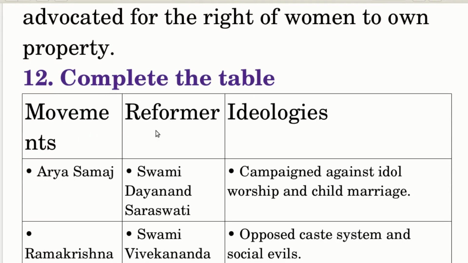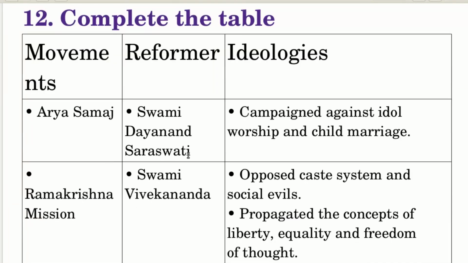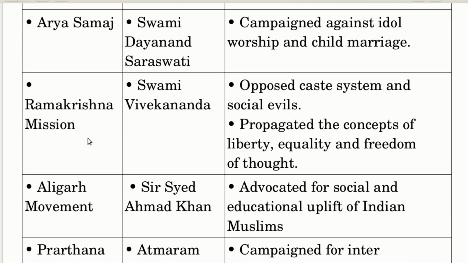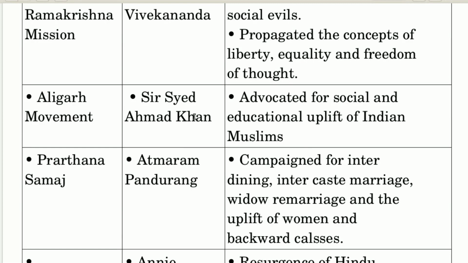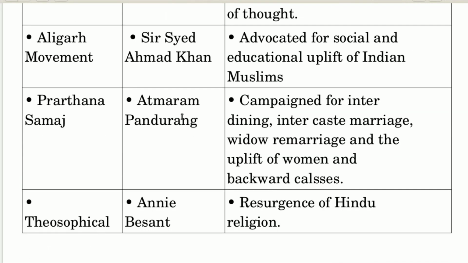Complete the table. Movements, reformer, ideologies. Arya Samaj, Swami Dayanand Saraswati, campaigned against idol worship and child marriage. Ramakrishna Mission, Swami Vivekananda, opposed the caste system and social evils, propagated the concepts of liberty, equality, freedom of thought. Aligarh movement, Sir Syed Ahmad Khan, advocated for social and educational uplift of Indian Muslims. Prarthana Samaj, Atmaram Pandurang, campaigned for interdining, intercaste marriage, widow remarriage and the uplift of women and backward classes.